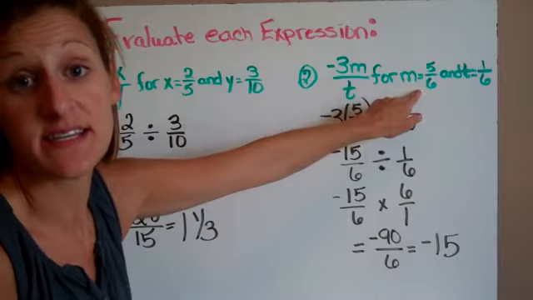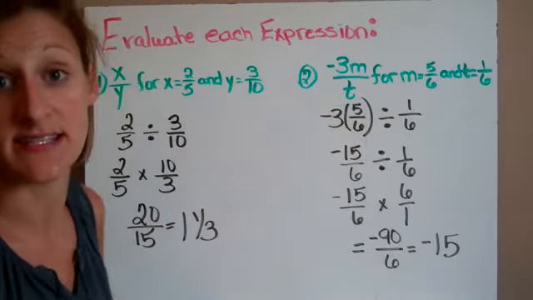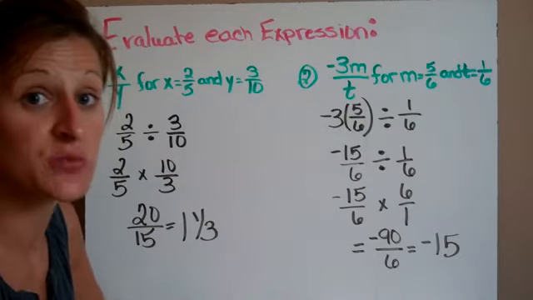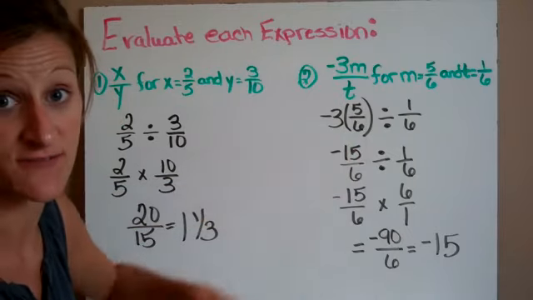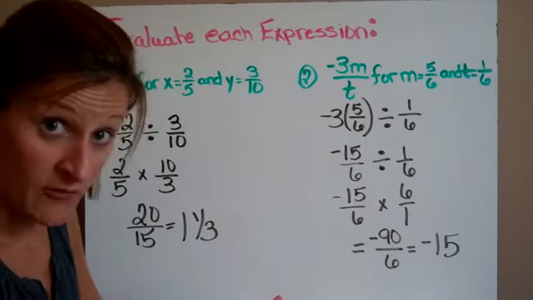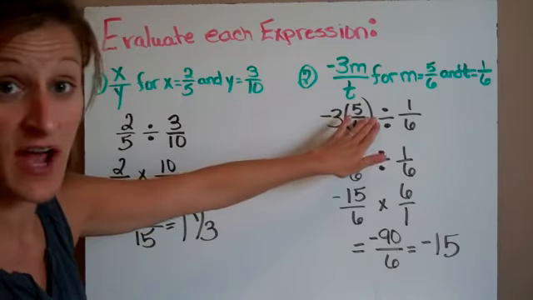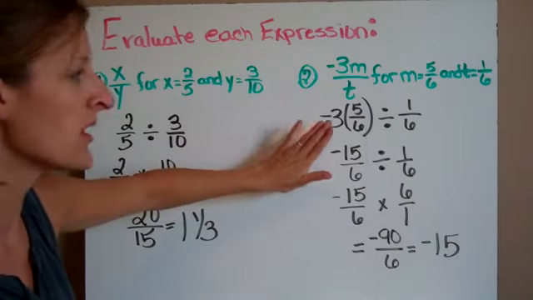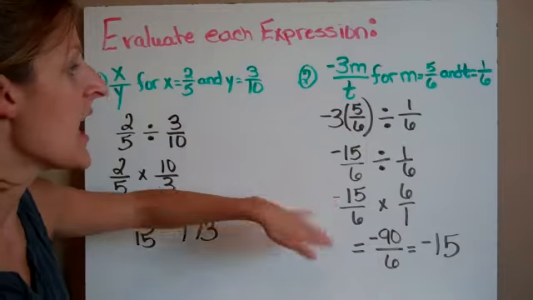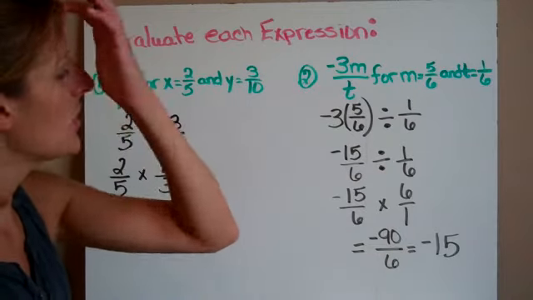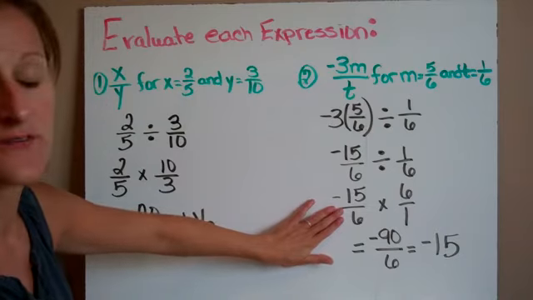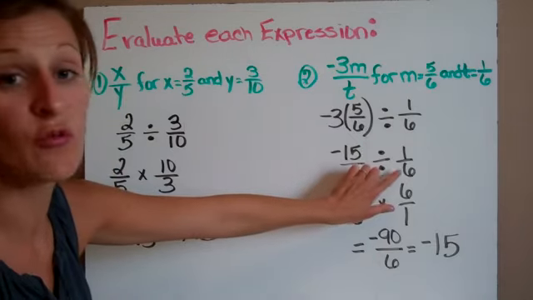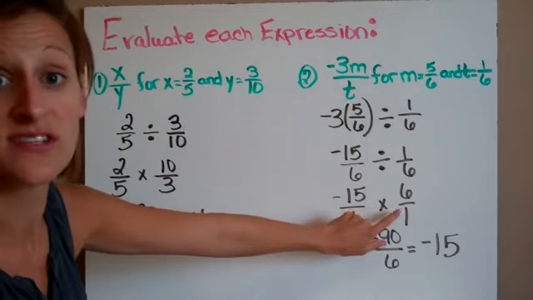Alright, this next one, I have negative 3m, all that divided by t. We're going to say 5/6 is m, and 1/6 is t. So I write it all out. Now, notice order of operations, we've got to do this negative 3 times 5/6 first. When we are multiplying fractions, remember we do negative 3 times 5, which is negative 15. And remember, negative 3 is like the fraction negative 3/1, so it would be 1 times 6 is 6. Now I can divide by 1/6. So what I need to do is keep the negative 15/6 the same, change the division to multiplication, and take the reciprocal of 1/6, which is 6/1, or 6.